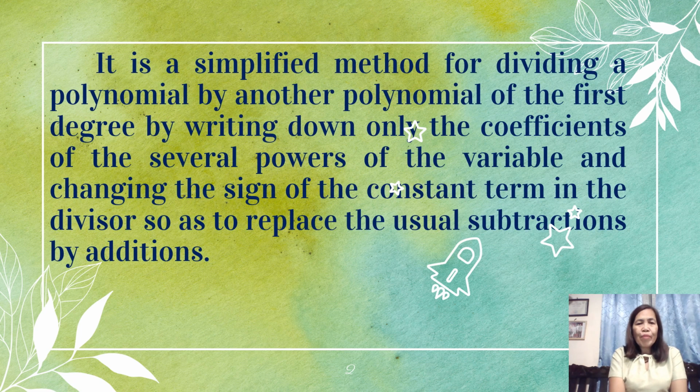It is a simplified method for dividing a polynomial by another polynomial of the first degree by writing down only the coefficients of the several powers of the variable and changing the sign of the constant term in the divisor so as to replace the usual subtractions by additions. So in short, this is the shortcut of dividing polynomials. And so, how do we do this?